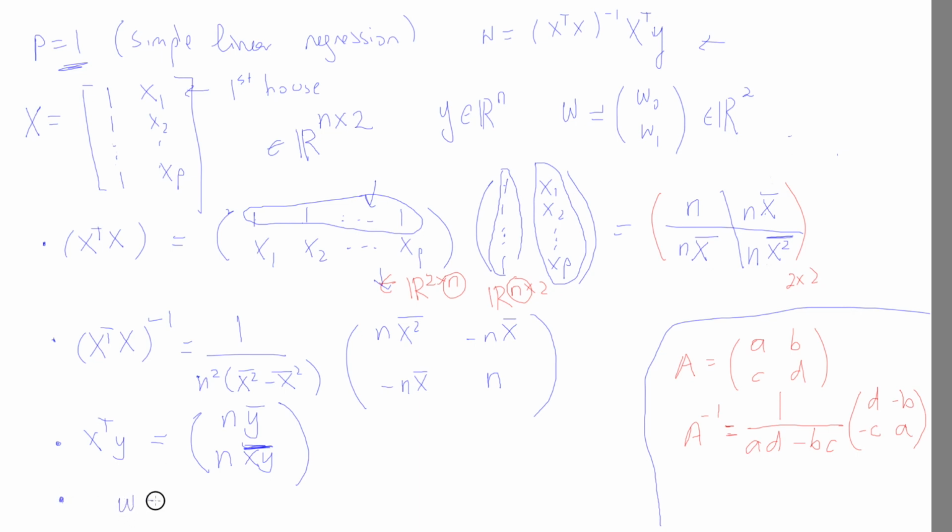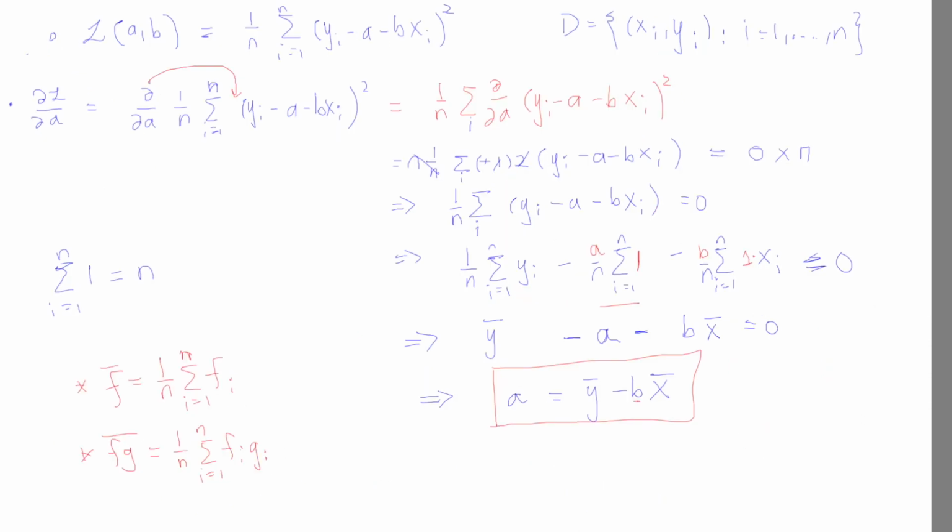And finally, w, right, is the X transpose X inverse X transpose Y, which is equal to, well, why don't you guys do it? But you should be able to show that what you get is exactly the W0, W1 hat that's equal to the A hat, B hat that we got before in here.